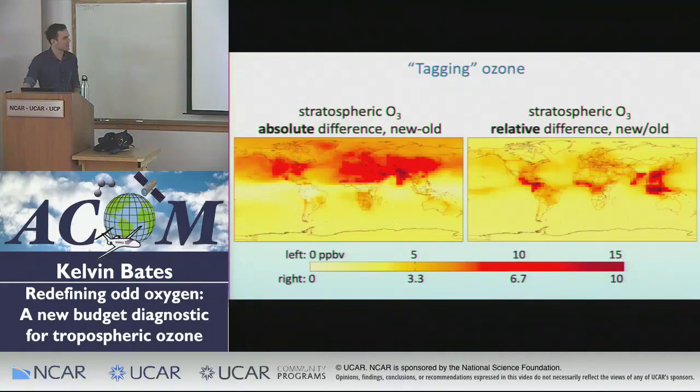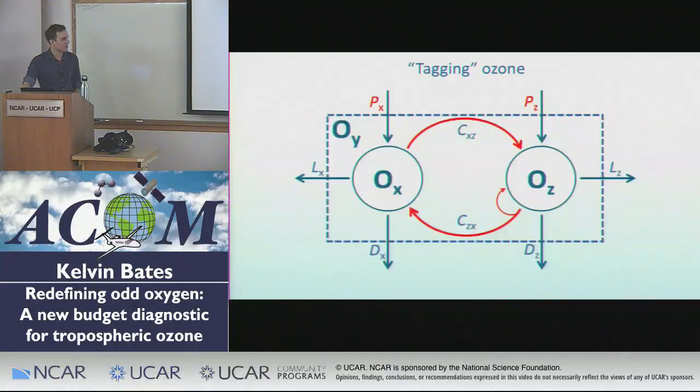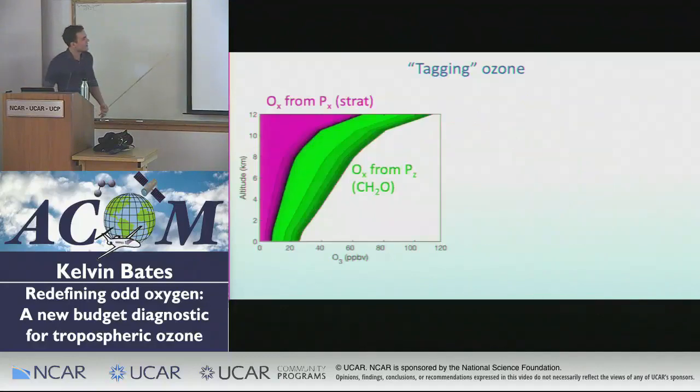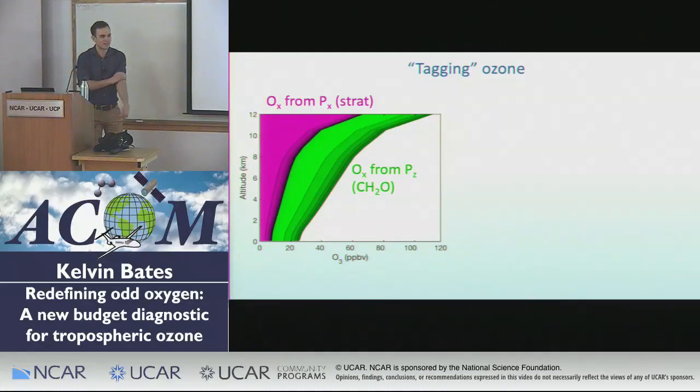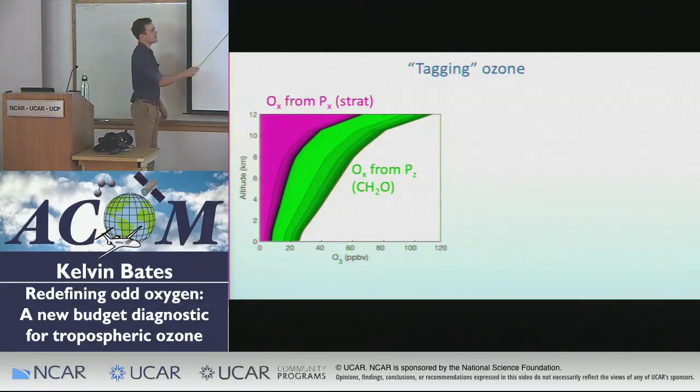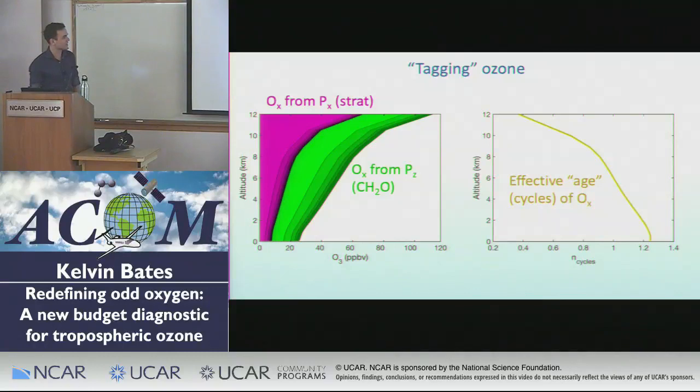So we're still playing around, like I said, with how to do this tagging. We can also add tags for how many times your ozone, or your odd oxygen, has gone around these cycles, which is another fun thing to keep track of. And when we do that, this is maybe a little harder to see, but every darker section of each of these is another time around the cycle of odd oxygen for both your stratospheric source and your PZ source. And it's not quite clear from this, but from this, hopefully, it is, that the number of cycles that your odd oxygen has gone through increases substantially with decreasing altitude.